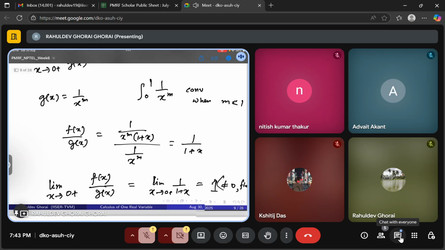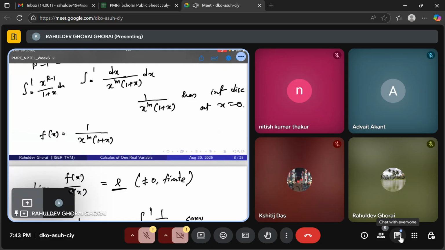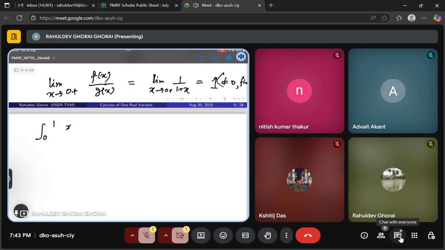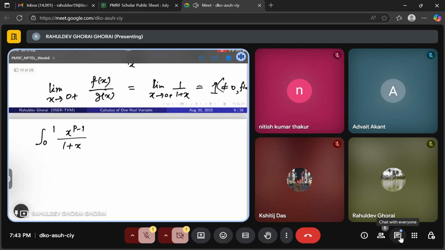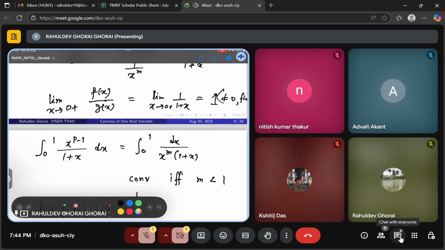So then what you can say, x to the power m integration, so 0 to 1, mainly we start with 0 to 1, x to the power p minus 1 over 1 plus x dx is equal to 0 to 1 dx over x to the power m times 1 plus x, converges if and only if m is strictly less than 1 and otherwise diverges, right?